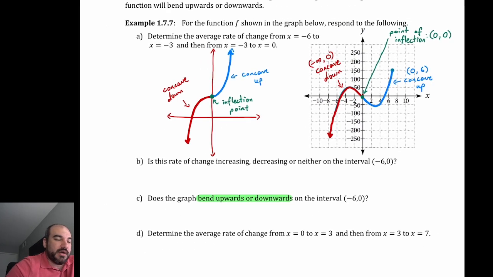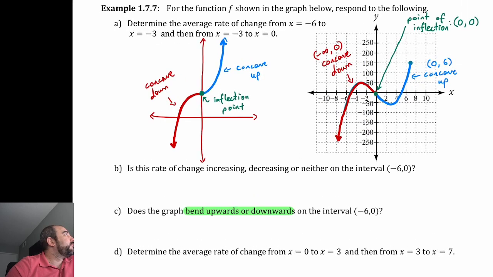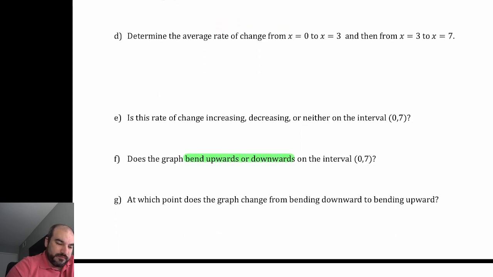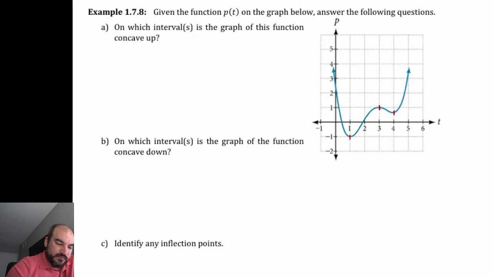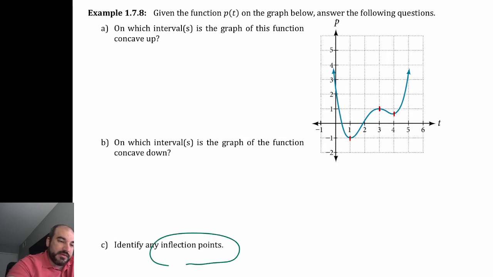Any questions on concavity and inflection points?